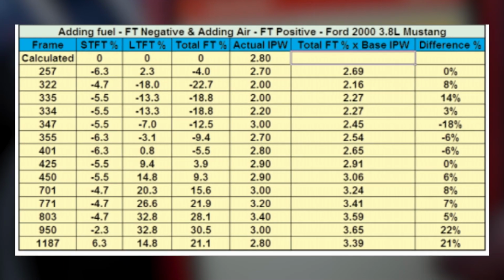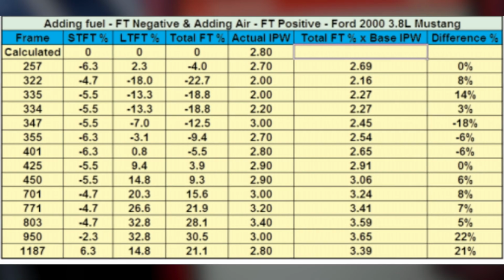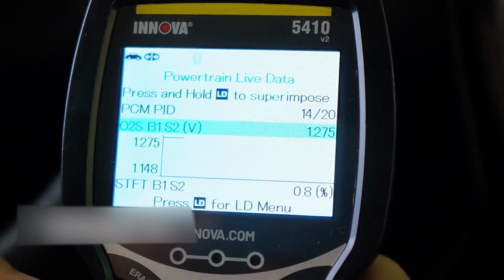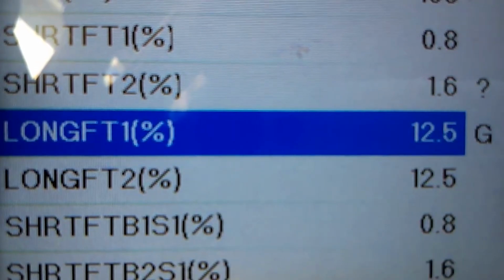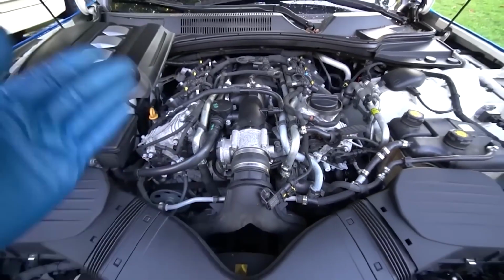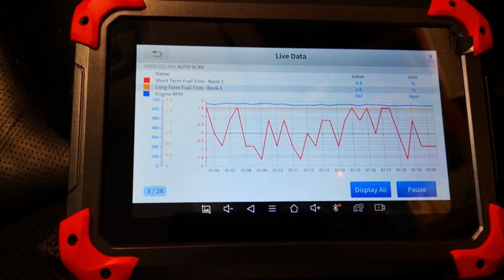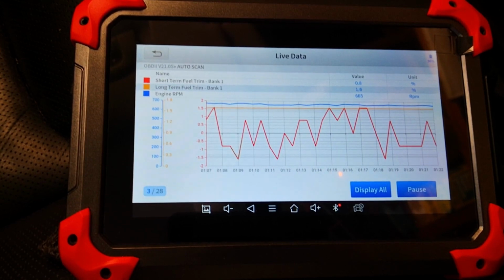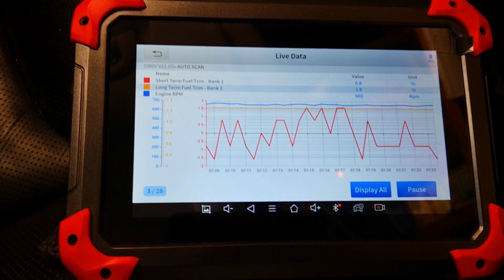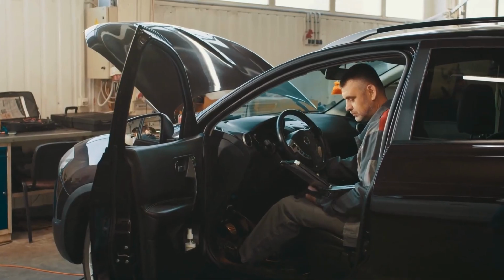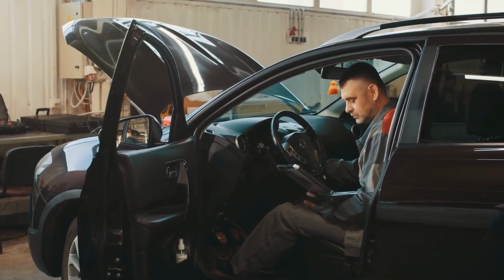Once you start seeing numbers consistently beyond that, especially 15% or more, that's when you know the computer's working hard to correct something. But you also want to check this at the right time. When you're checking oxygen sensors and fuel trims, make sure the engine is warmed up at operating temperature, and the scanner shows you are in closed loop. If you check too early while the engine is cold and in open loop, your readings won't tell you the real story. Now let me show you exactly how this looks in real life.